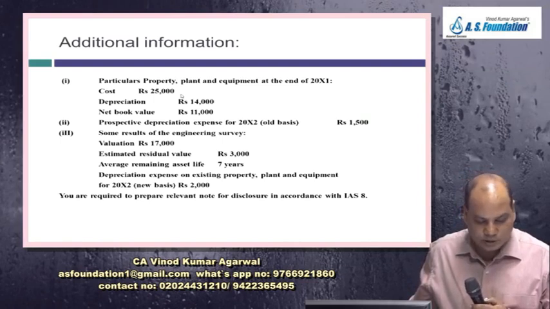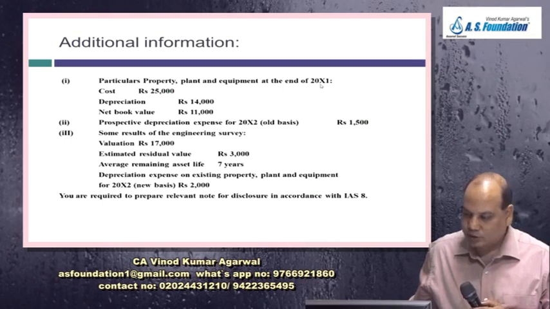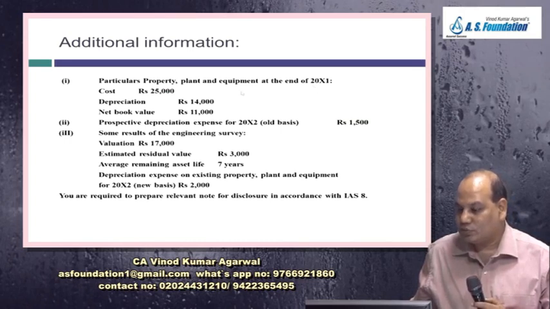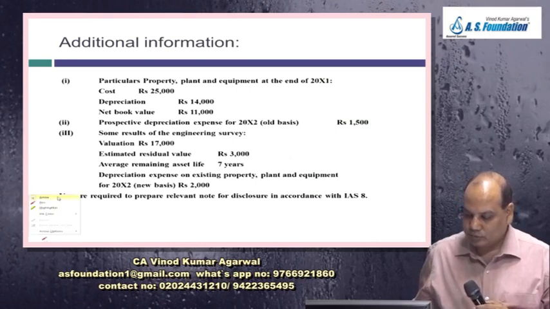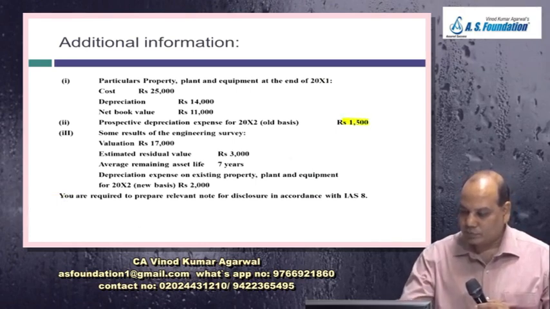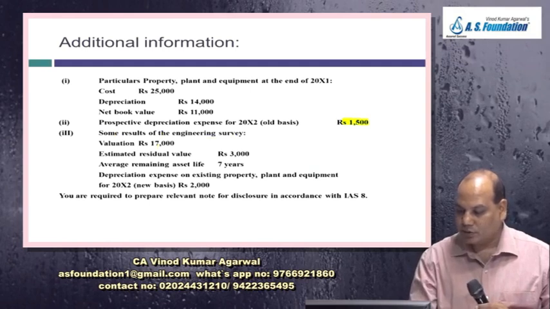Now you are given some additional information. Particulars: property, plant and equipment at the end of 20X1. End of X1 means beginning of X2. Cost 25,000. Depreciation 14,000. 25 minus 14, WDV 11,000. Prospective depreciation expense for 20X2 on the old basis is 1,500. If I continue with the old policy, depreciation will be 1,500.